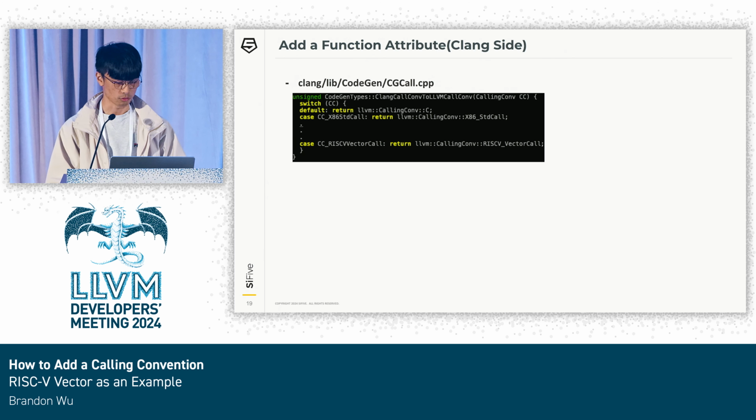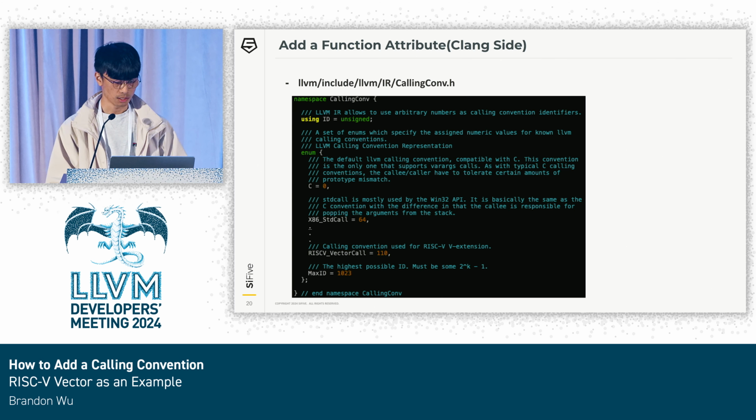We also need a way to map the calling convention attribute from the frontend to the backend. In CGCall.cpp, we have a function called ClangCallConvToLLVMCallConv to do the mapping job. Okay. We also need to define an enum in CallingConv.h. This is used to keep the information from LLVM IR all the way down to machine code.